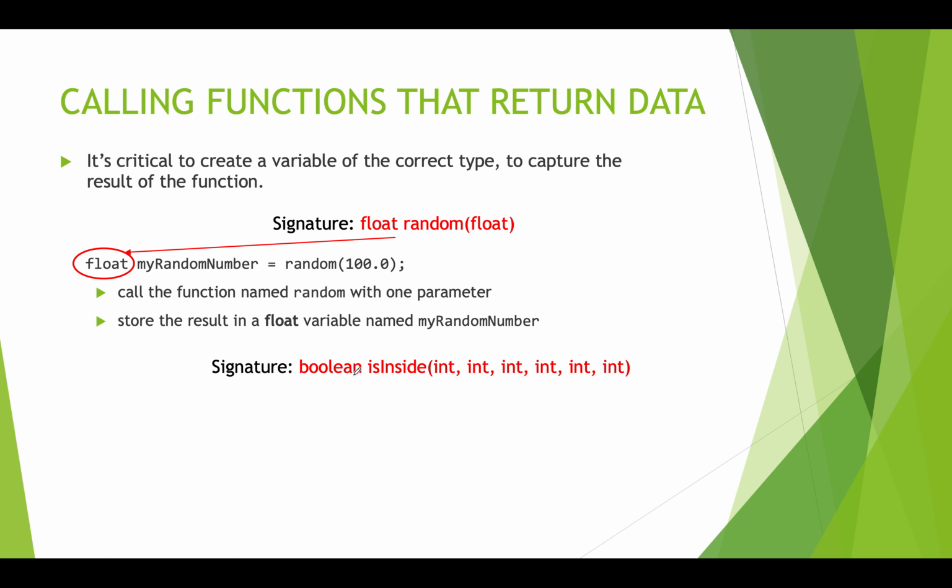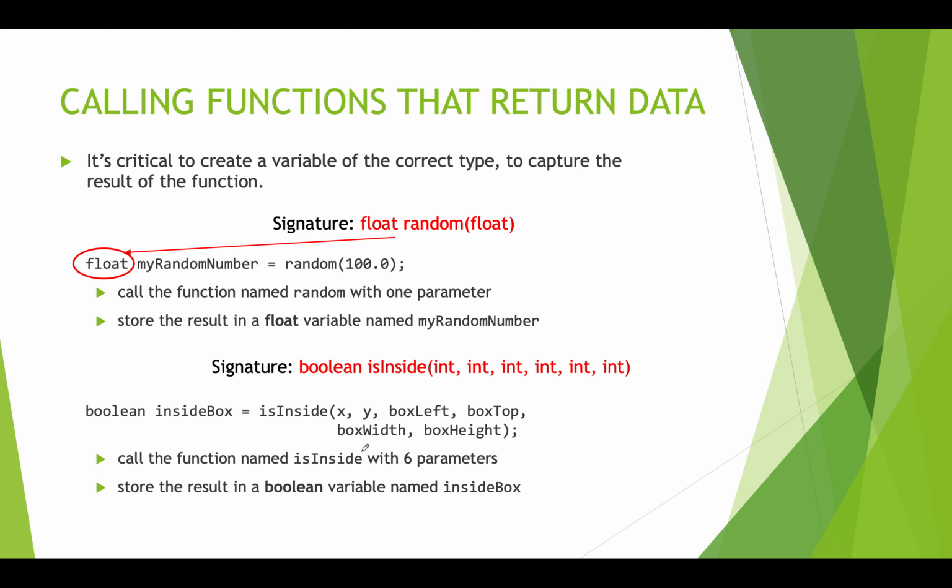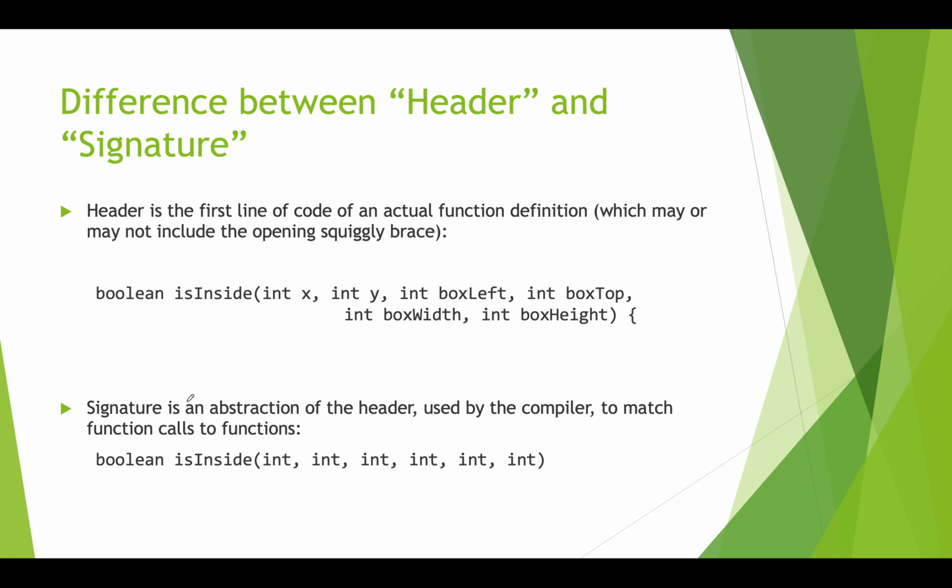Here's another example. If we have a signature of a function that returns a Boolean, it takes 6 int parameters. Then to call this, we would do something like this. Boolean inside box equals is inside, and we pass in some data. And then when this comes back, the result of this will be saved to this Boolean variable. So again, this type has to match.